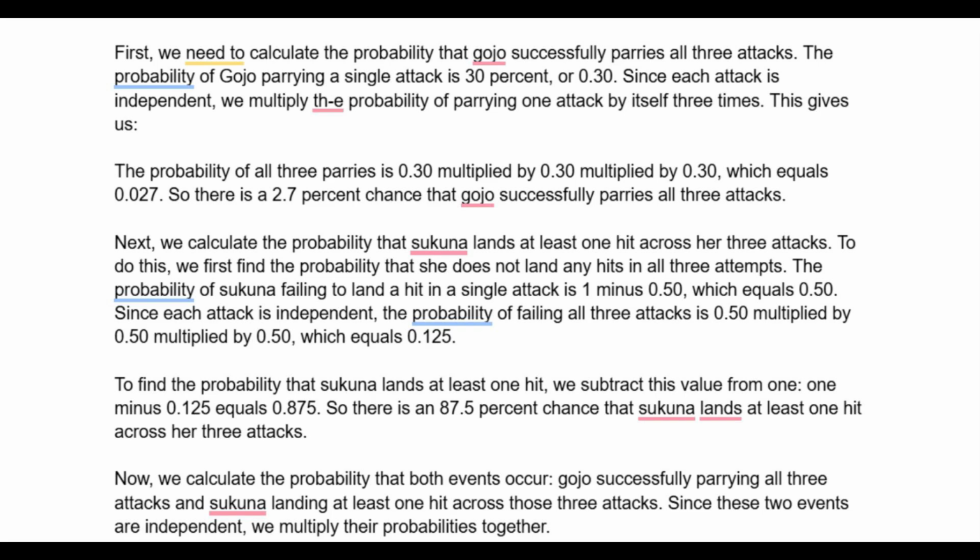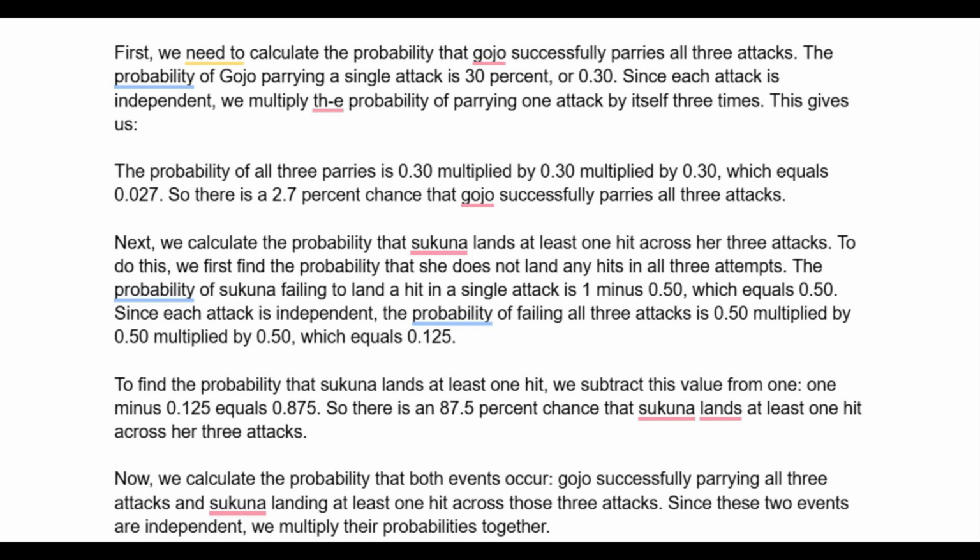Next, we calculate the probability that Sukuna lands at least 1 hit across her 3 attacks. To do this, we first find the probability that she does not land any hits in all 3 attempts. The probability of Sukuna failing to land a hit in a single attack is 1 minus 0.50, which is equal to 0.50. Since each attack is independent, the probability of failing all 3 attacks is 0.50 multiplied by 0.50 multiplied by 0.50, which is equal to 0.125.